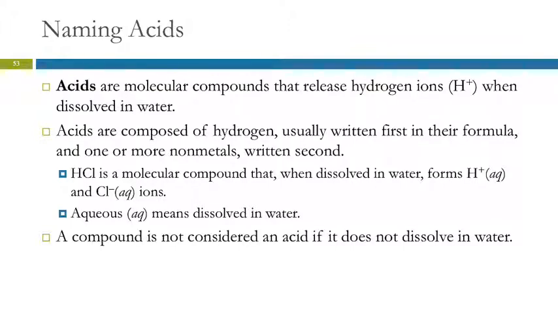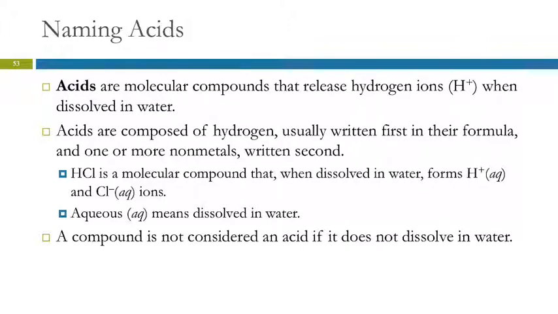And then a third group are acids. So acids can be defined in many different ways. What we're going to go with right now, an acid is a molecular compound that releases hydrogen ions when dissolved in water. So an acid has to have hydrogen ions. It has to have hydrogen in it somewhere. It's a molecular compound. It's going to be nonmetals.